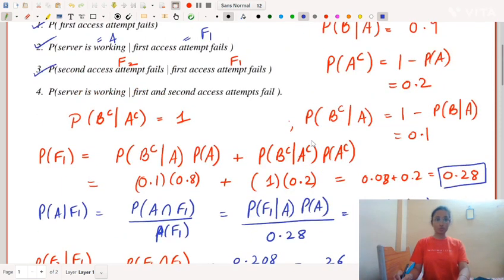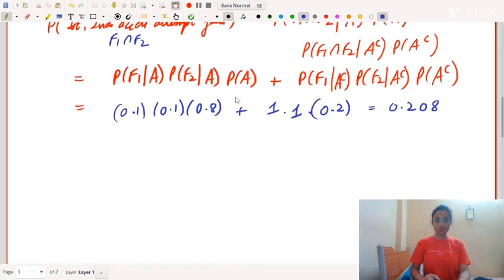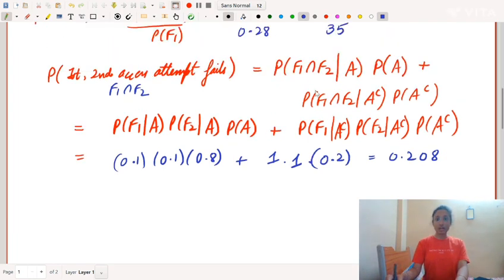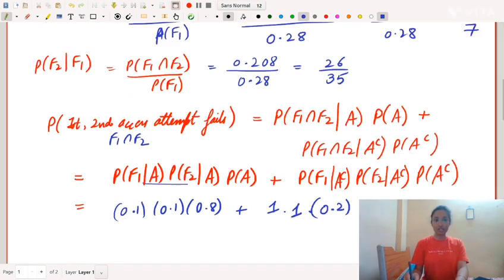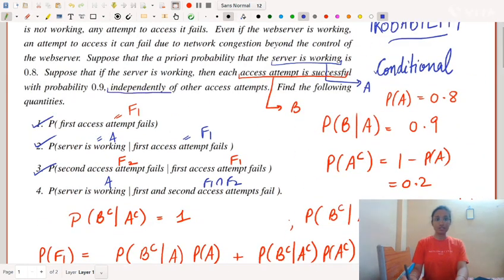So now the fourth one: server is working is A, and first and second attempts fail is F1 intersection F2. And you know why I have done this, because the results of two consecutive attempts to access the web server are conditionally independent events. Hence, I have written them like this. I have explained it also, it is written in this line. That's why we have used it.